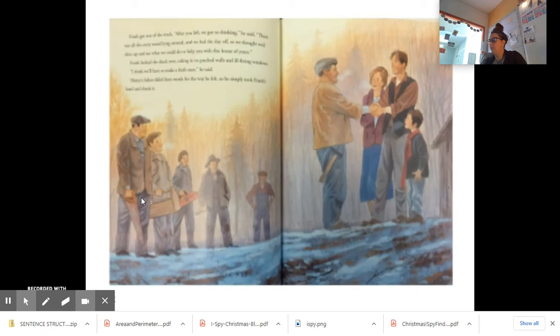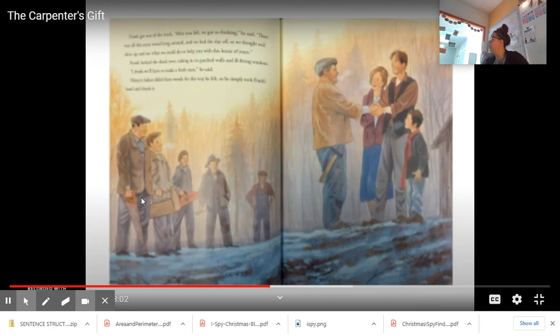Frank got out of the truck. Boys, we're in the middle of a story, not about anything else right now. You need to be paying attention to our Carpenter's Gift instead of asking about the stocking and other morning work right now, okay? We will discuss that at the end of our lesson. You're missing out on things that you need for today. Please focus on what we're doing right now, okay?